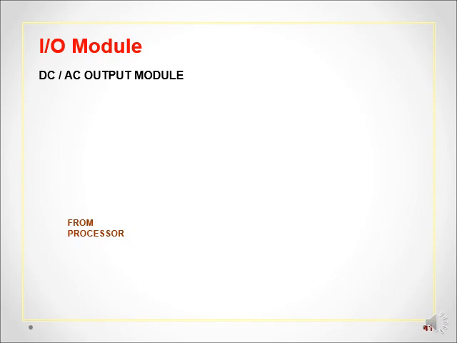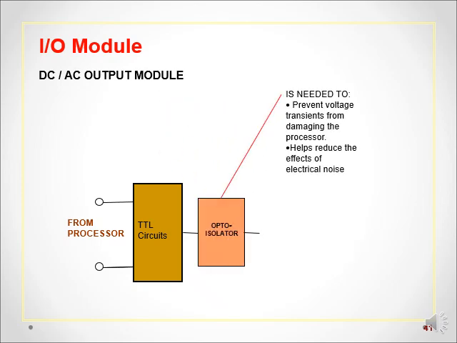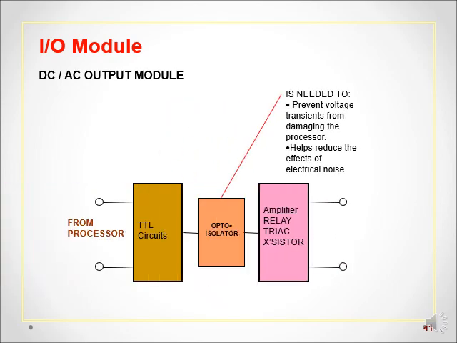Now for the case of the DC to AC module, from the processor you basically have TTL circuits, and then you have the opto isolator, and then it goes to the amplifier, and finally it goes to the output devices to actuate the contactor, relay, or for example the solenoid valves and all these things.